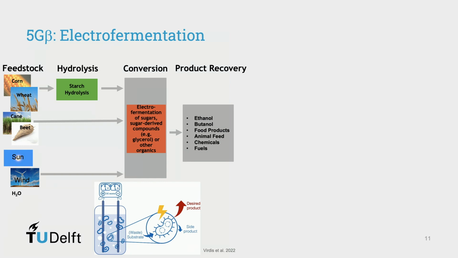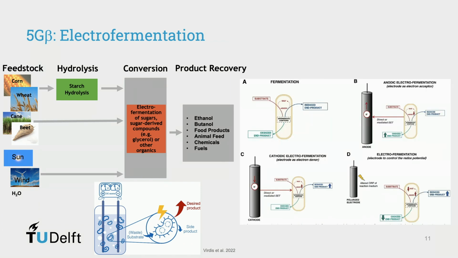Several types of electrofermentation processes are being researched. The first one is called anodic electrofermentation, in which an anode electrode is used as a final electron acceptor for the microorganisms, as alternative to oxygen, for example. Oxygen sparging offers many technical and economic challenges to classical fermentation. Therefore, anodic electrofermentation may offer a solution.